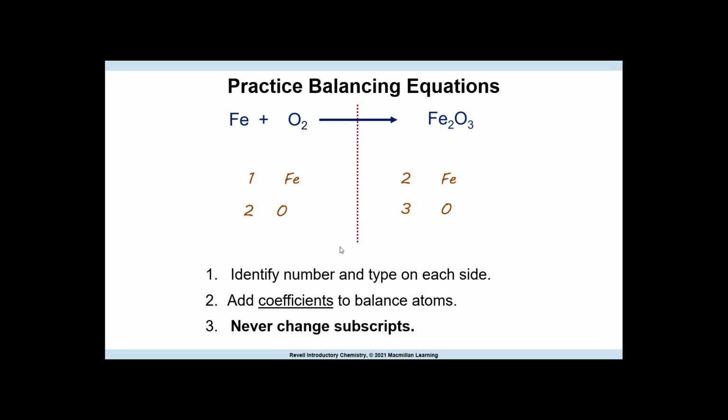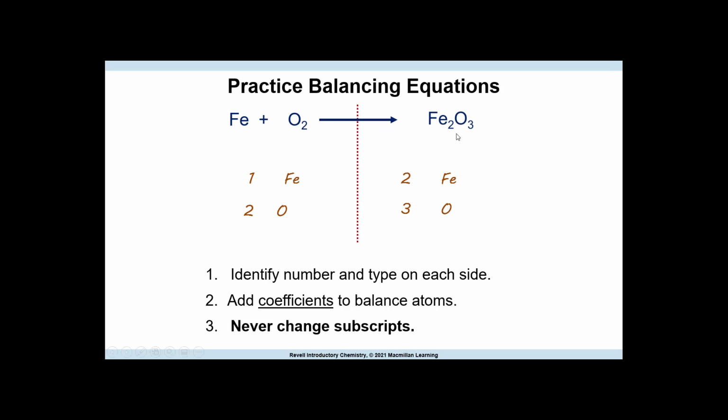Okay, so we're going to practice this. The first step in balancing the equation is to identify the number and the type of atom on each side. Sometimes it's helpful to construct a table. I still do this to this day. I always write a table underneath, and what I tend to do is write them in the order that they come, like this. So we begin with 1 iron atom and 2 oxygen atoms, and we have 2 iron atoms and 3 oxygen atoms on the right.